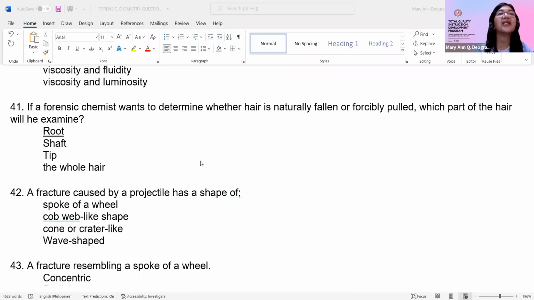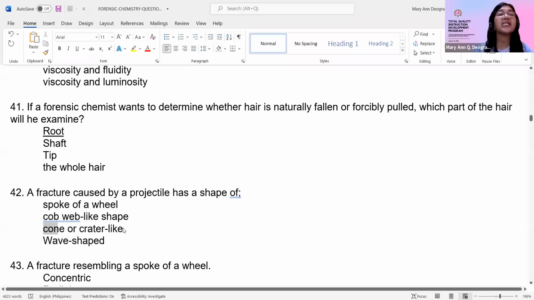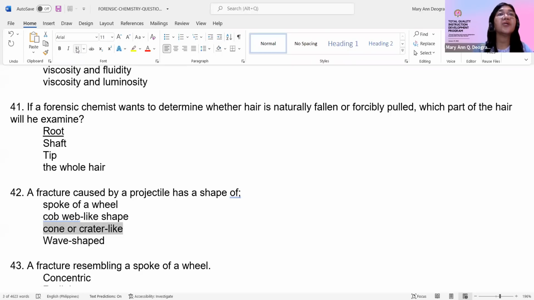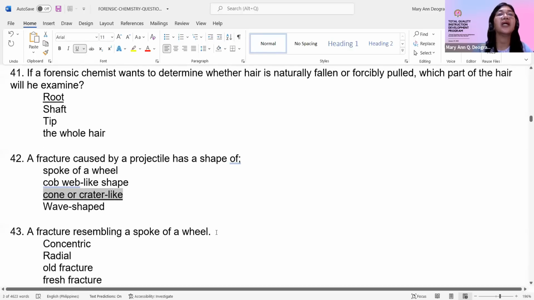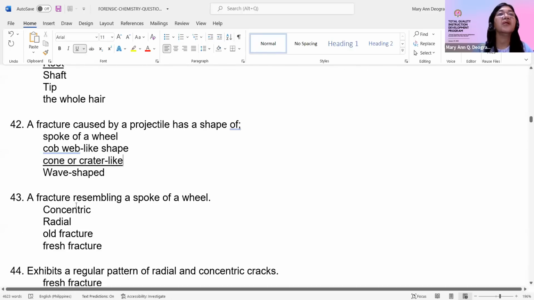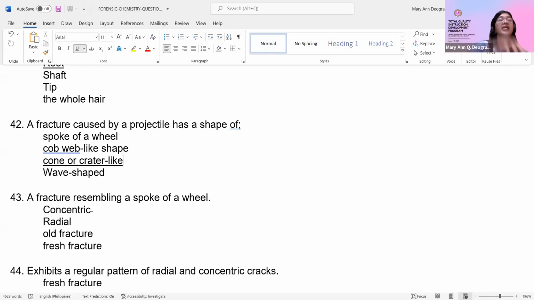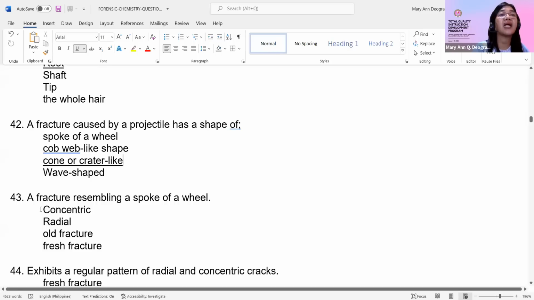It's letter C. Okay. So, cone or crater-like. Pag projectile kasi yan, no? We cannot see any radial and concentric cracks. Spoke of a wheel, ano yun? Ayun na. Ito na siya. Kaya fracture resembling a spoke of a wheel. So yung ganyan, pabilog ng ganyan, it is the concentric. Okay, so our answer here is concentric.